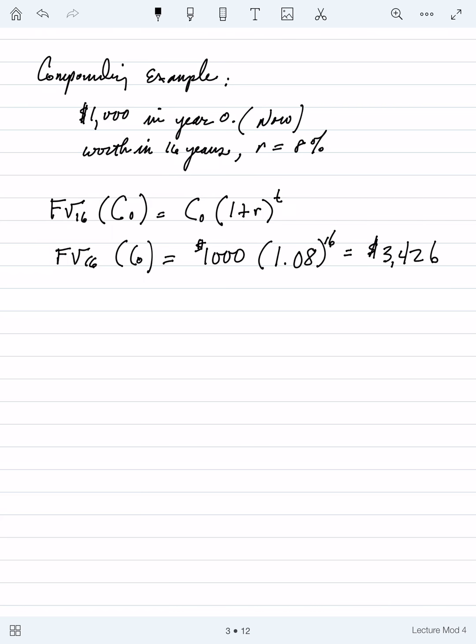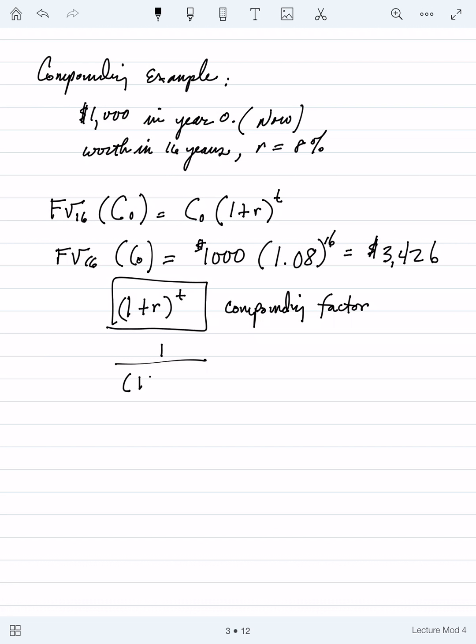This should not surprise us. 1 plus R to the T is called the compounding factor when you're multiplying the earlier received monies and trying to find out its future amount. And so, of course, the compounding factor is the reciprocal of the discounting factor. So there's our two primary calculation formulas.